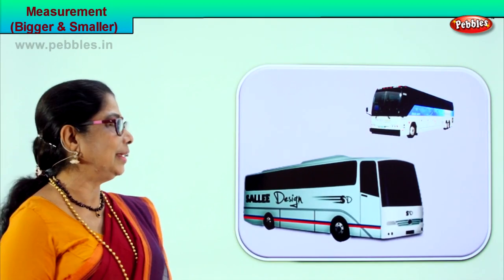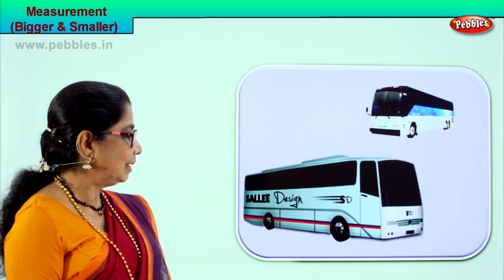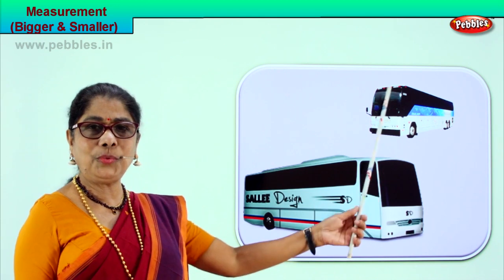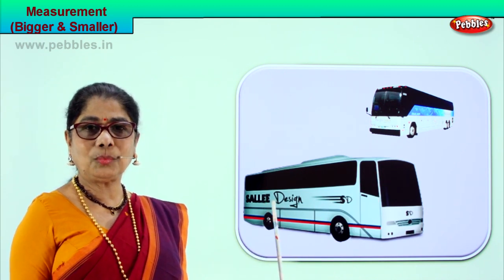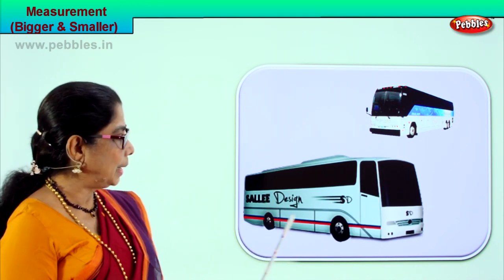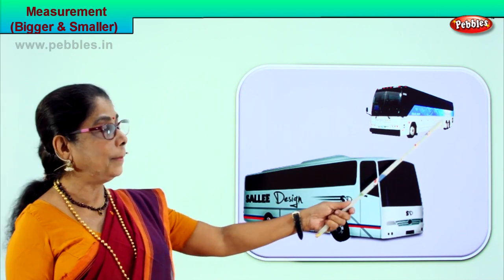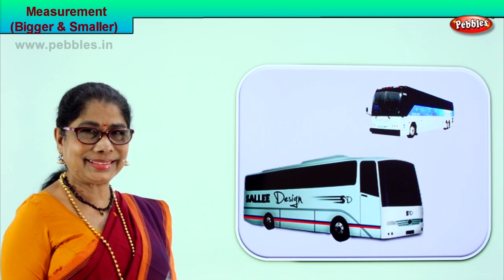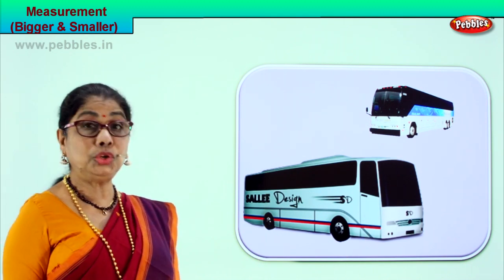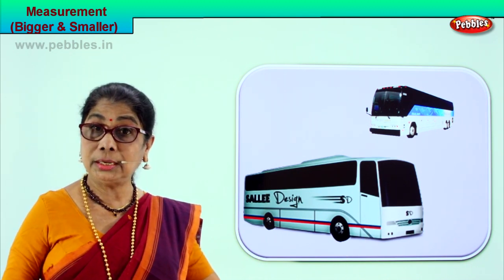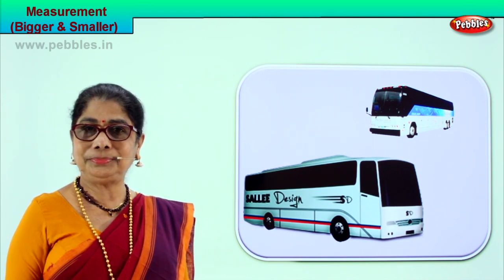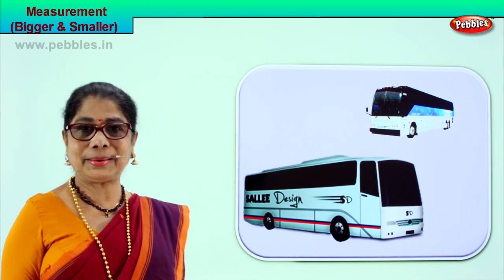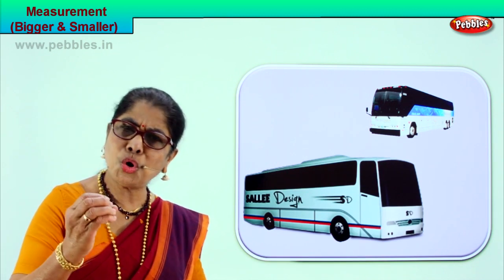See what we have here. We have two vehicles here. One is a long bus and one is a short bus. Like to go in a minibus or a big bus. This bus is longer, bigger than this bus. This bus is smaller.